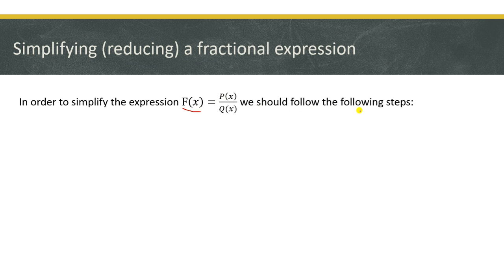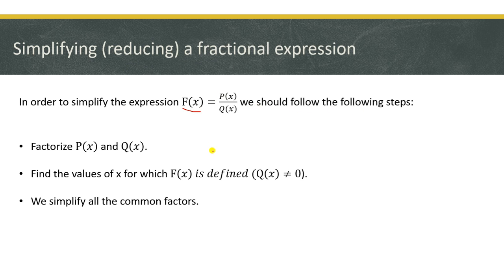the following three steps. First, factorize the numerator, so factorize p of x, and factorize q of x, the denominator. Then, after factorizing p of x and q of x, find the values of x for which f of x is defined. We have a rational expression, so any rational expression is defined when its denominator does not equal 0. This means q of x does not equal 0. After finding the domain of definition, we will simplify all the common factors.